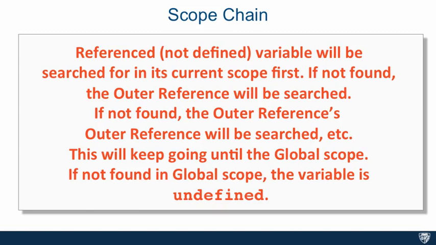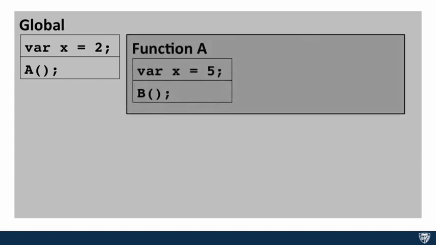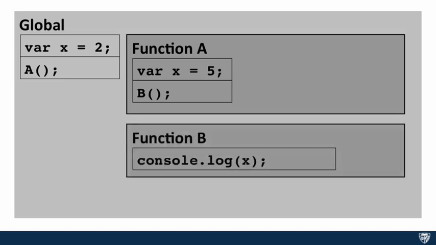Now, in order to understand this scope chain a little bit better, let's take a look at the following visualization. Suppose you executed a couple of lines of code inside the global scope. The first line defines variable x and assigns a value of 2 to the variable x. And the second line executes function a. Function a itself is defined in global scope, and it has its own variable x that is set to 5. Then, within function a, you call function b. Function b is also defined in the global scope, and all it does is print out to the console the value of x. Now, what will be printed out to the console?